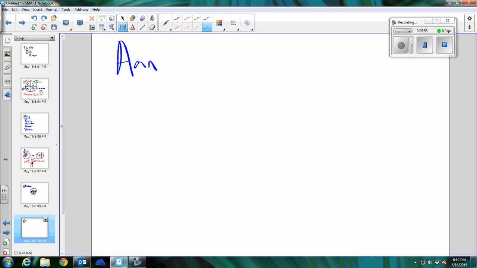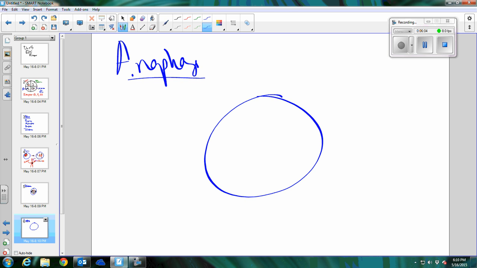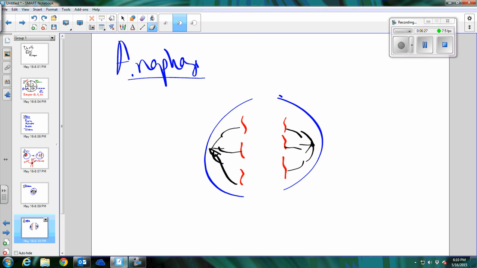Next is anaphase. And in anaphase, you still have your centriole structures back here. These chromosomes, sister chromatids, are now separated, and the spindle fibers begin pulling them back towards opposite ends of the cell. And what you see is these cells begin to kind of pinch in like that, because the cell's getting ready to completely split in two.